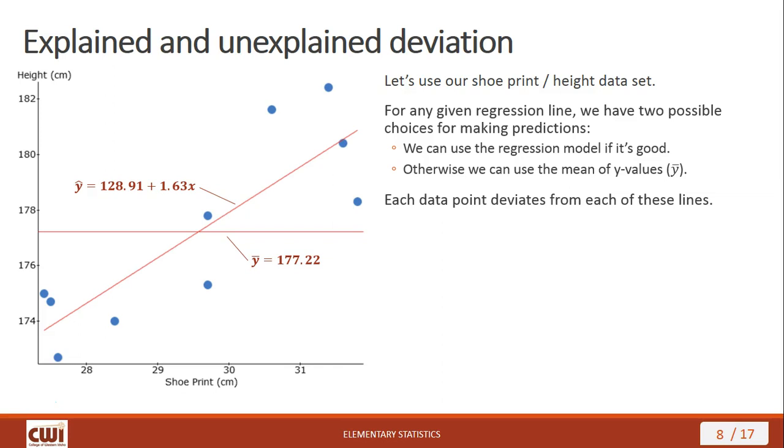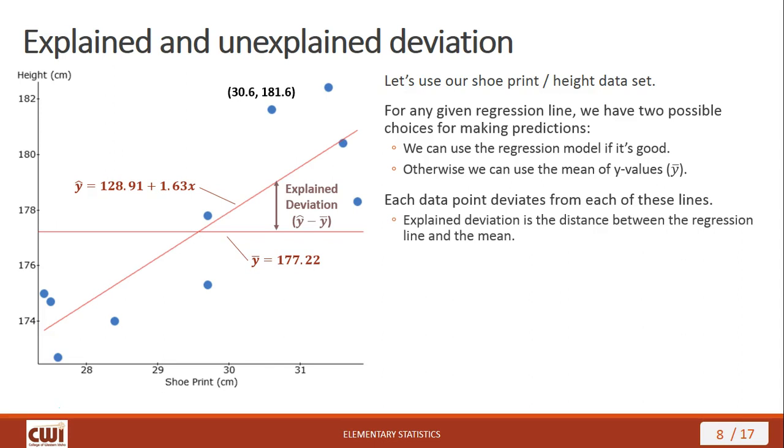Now, notice that each of the data points deviates from both of these lines. So some data points have large amounts of deviation, and some data points have small amounts of deviation. In other words, some data points are farther away from those lines than others. Let's look at this data point up here at the top, for example. So x value of 30.6, y value of 181.6. Let's take a look at this data point and examine its deviation.